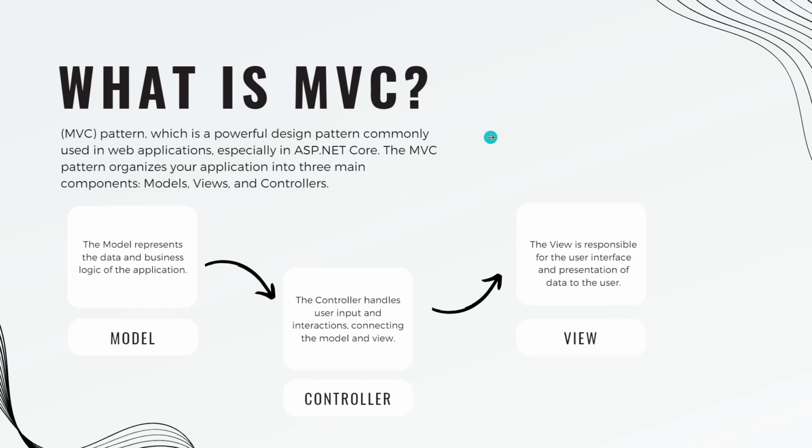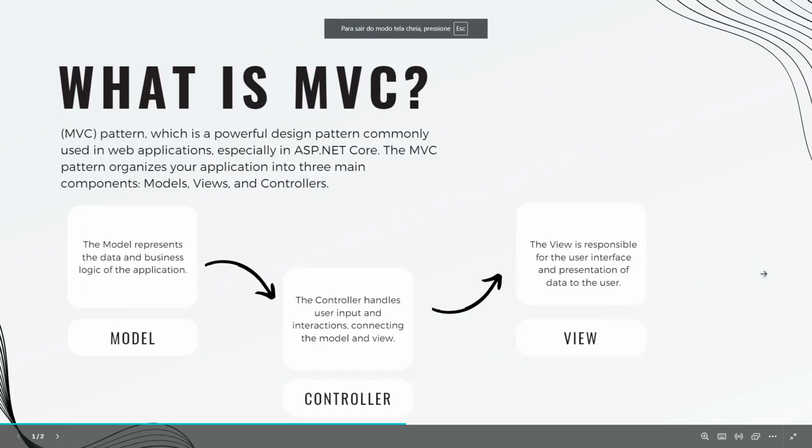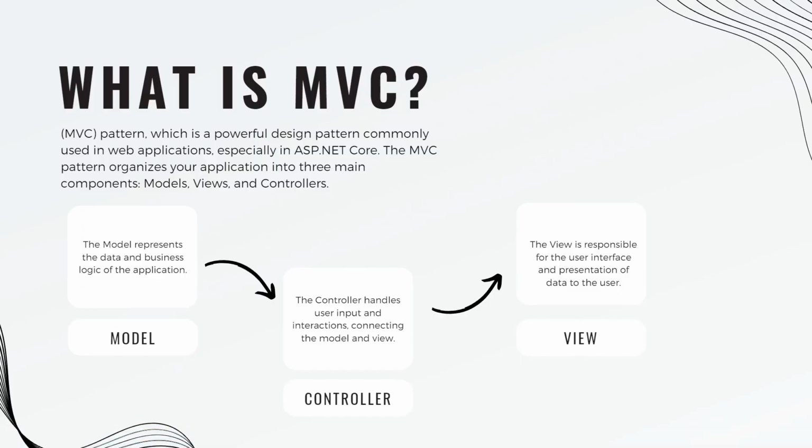The model represents the data and business logic of your application. It holds the data and defines how to interact with it. This includes classes representing the data structure and sometimes business rules that apply to this data. Let's see an example. In an online store, a product model might include properties like name, price, and description. The model could also include methods to apply business logic, like calculating discounts.